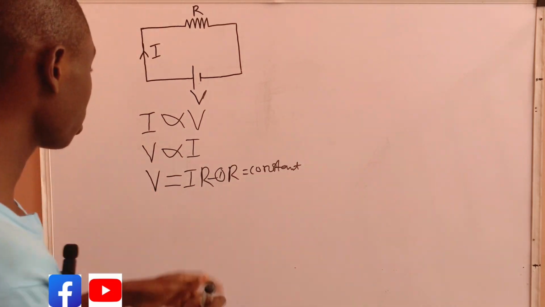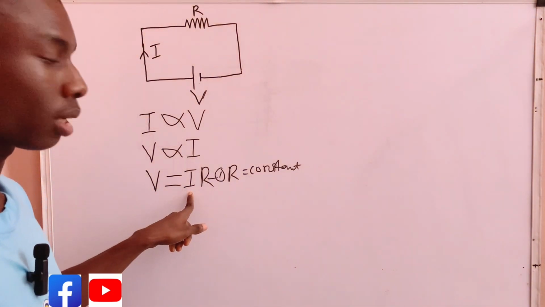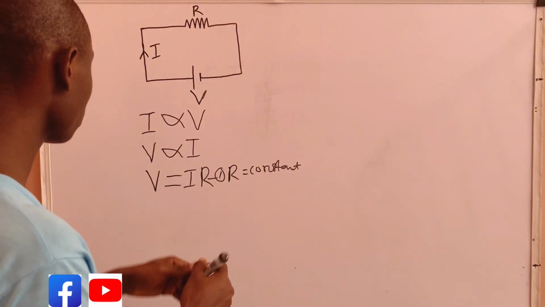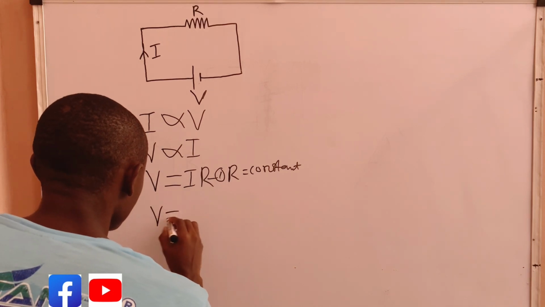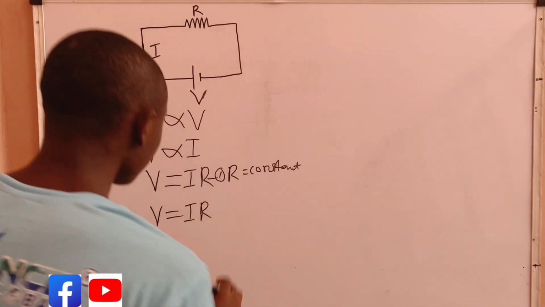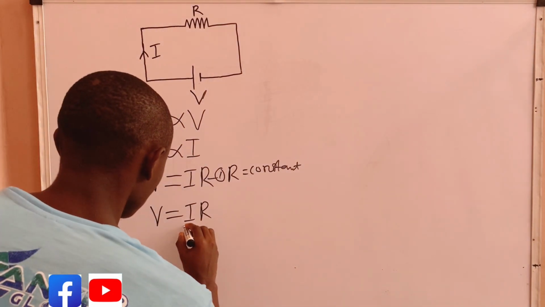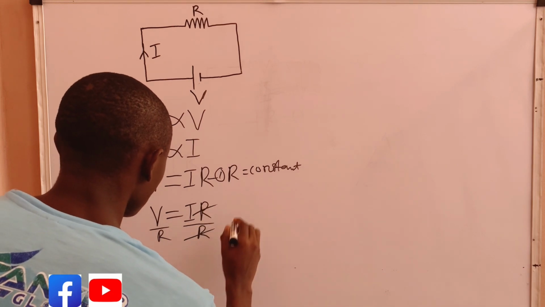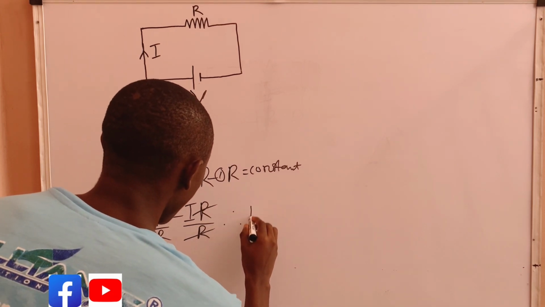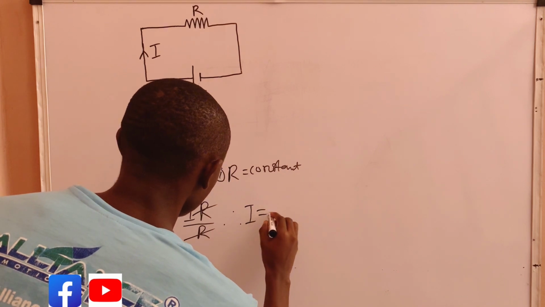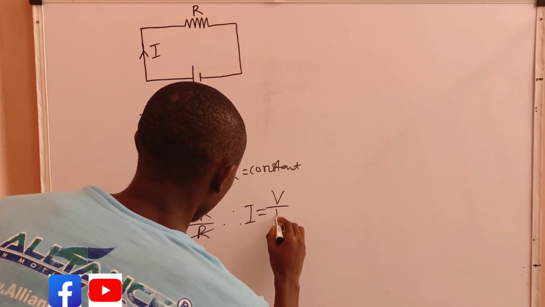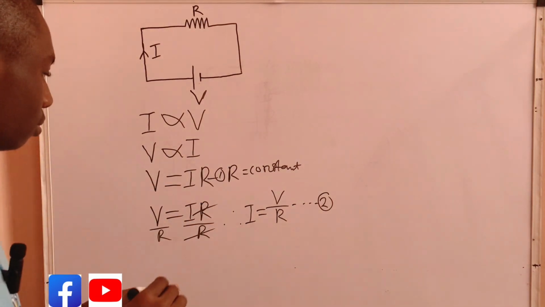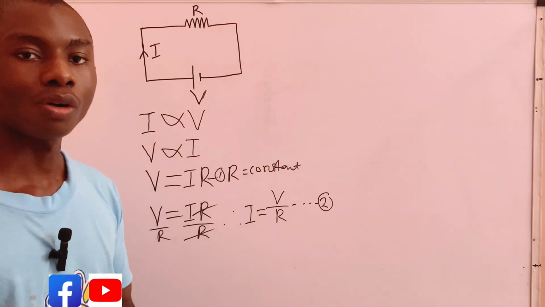From this equation 1, we can make I the subject of the formula, and make R the subject of the relation. So making I the subject of the formula, we bring the expression down and divide both sides by R. If we take away the R, we are going to have I is equal to V all over R. We can call this equation 2. This is the second formula for Ohm's law.